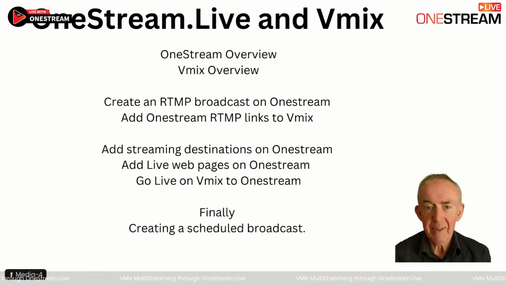We've done the OneStream overview, we've done the overview of vMix, and creating an RTMP broadcast on OneStream. We've set that up. We added the OneStream RTMP links to vMix, which allows OneStream and vMix to talk to each other. On OneStream, we said where we're going to broadcast to, and then we went to the live video web pages as well, which are hosted by OneStream. And then we just went live on vMix, and everything worked. The broadcast went out from vMix to OneStream to up to 45 destinations and your website and live web pages. But that's not all.